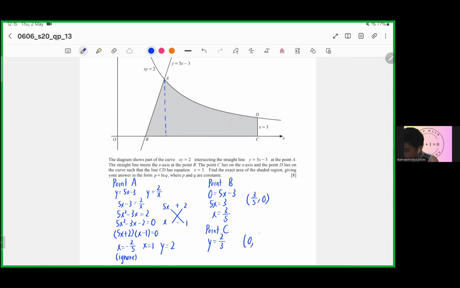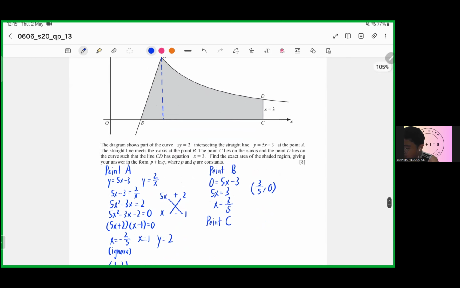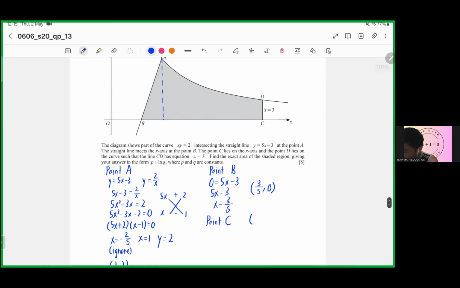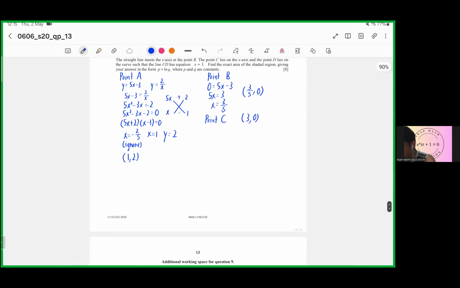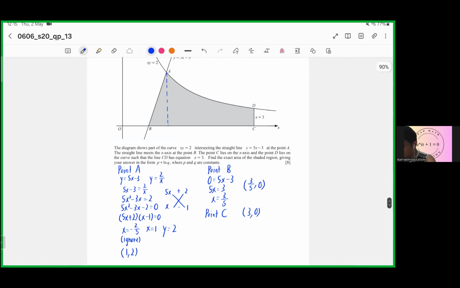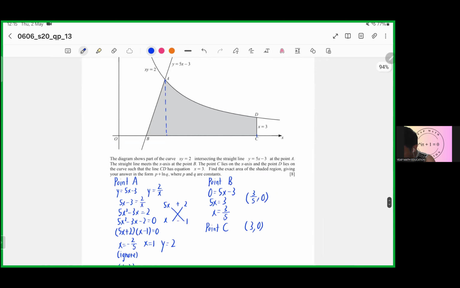So 0, 8, 1. This way we don't need to fight it. We just right, 3, 0. Okay, I hope that you can understand. Now we already got this information, right? We can write it here: 3, 305, and then here is 1.